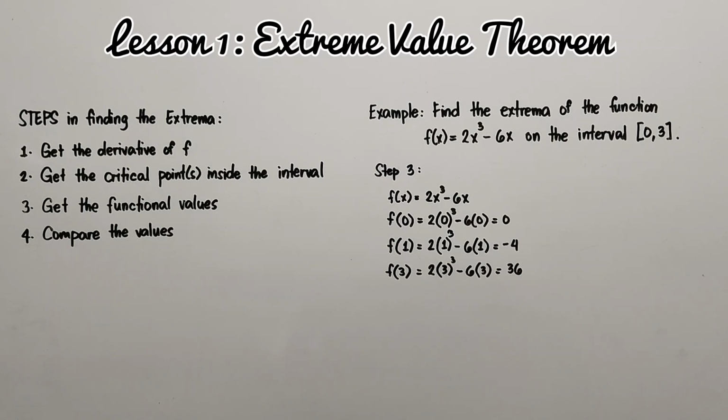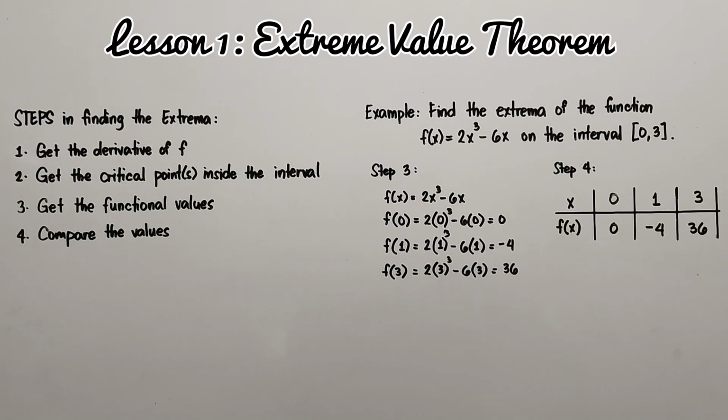Next, we will compare the values of this function. Therefore, the maximum of the function occurs at x equals 3 with a value of 36, and the minimum of the function occurs at x equals 1 with a value of negative 4. These values coincide with the graph presented earlier.